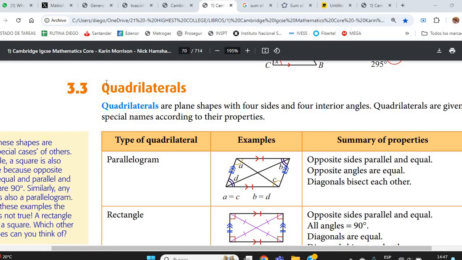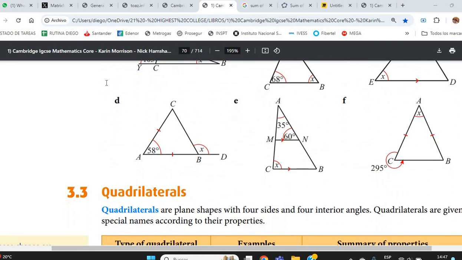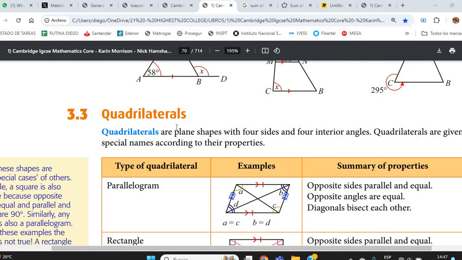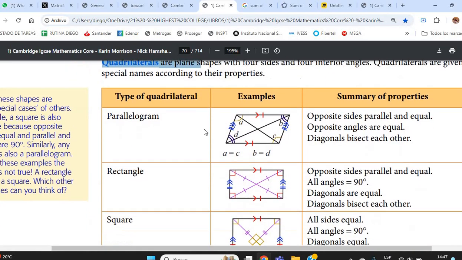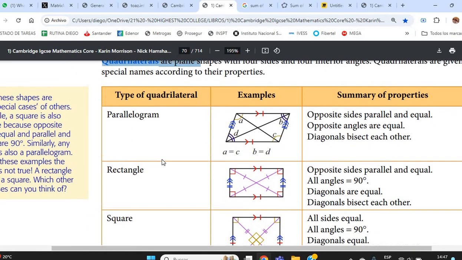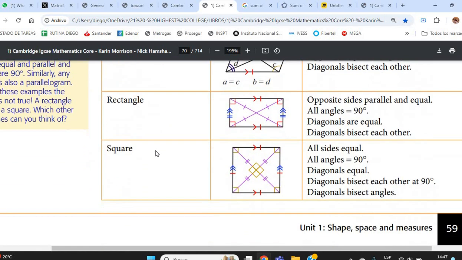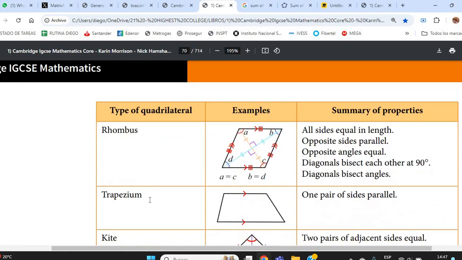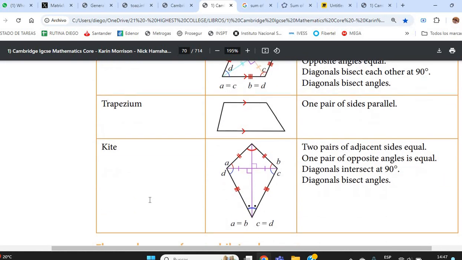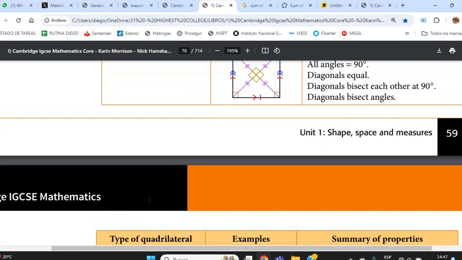What we're going to study now after triangles is quadrilaterals. It says quadrilaterals are plane shapes with four sides and four interior angles. Quadrilaterals are given special names according to their properties. Here you can read the types of quadrilateral: parallelogram, rectangle, square, rhombus, trapezium, and kite. You have seen most of these last year in elementary school.